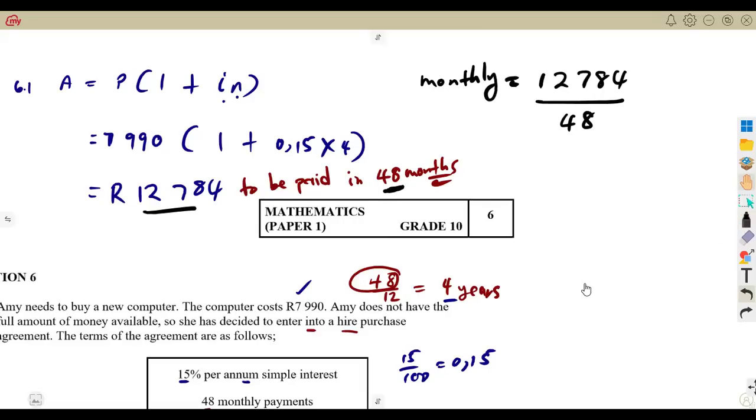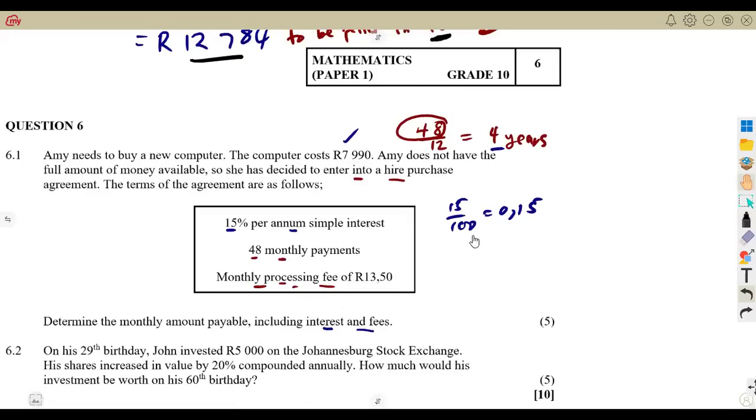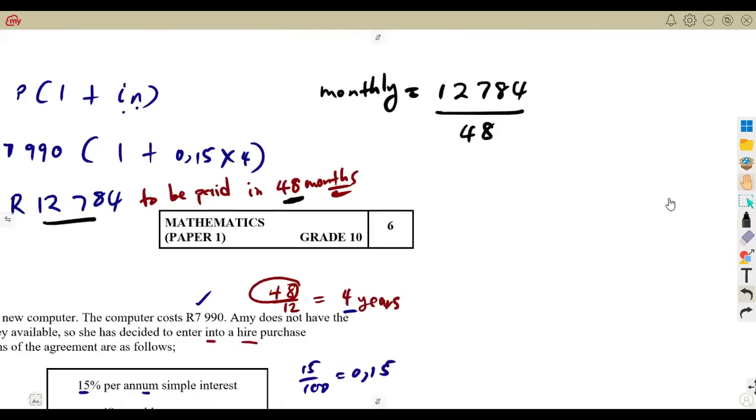That's the idea there. But they said we are supposed to involve all these, including the interest, the fees, every fee that is there. There is a monthly processing fee, which is there, 13 Rand 50. Monthly, that is what is written there. So it is supposed to be added on a monthly basis. There's a monthly processing fee. So this is what you're going to be paid monthly.